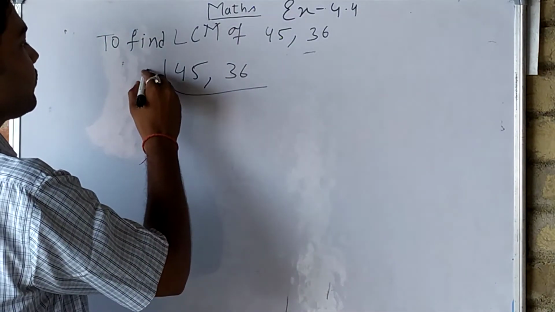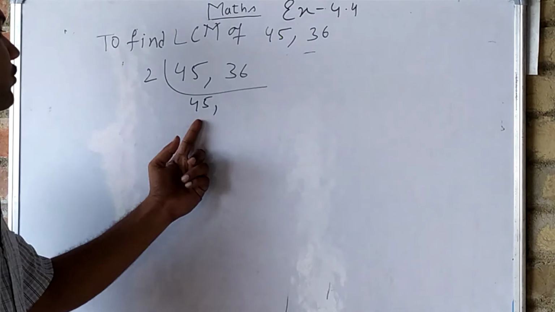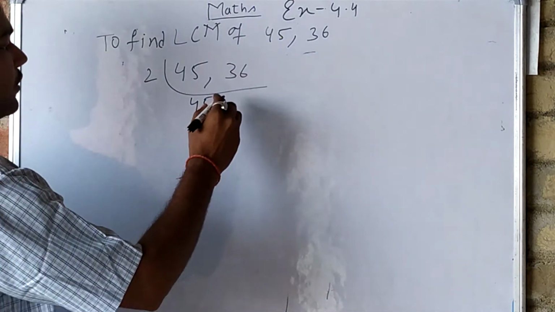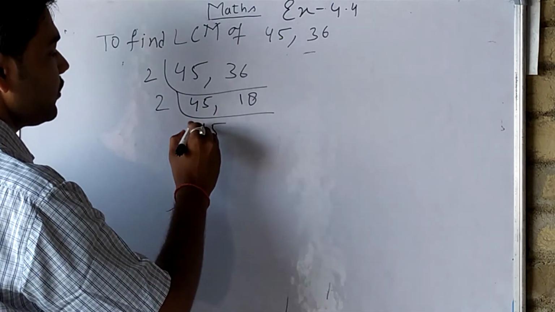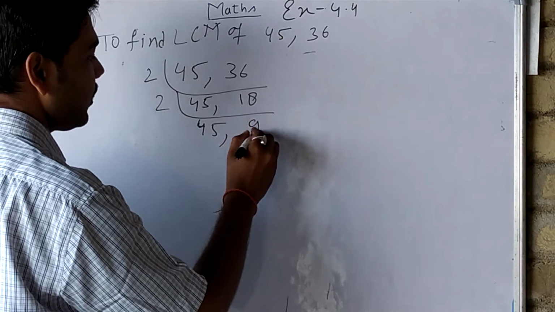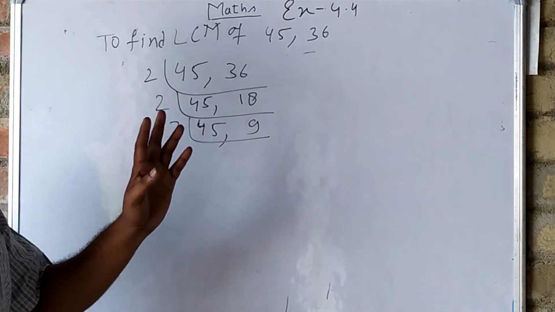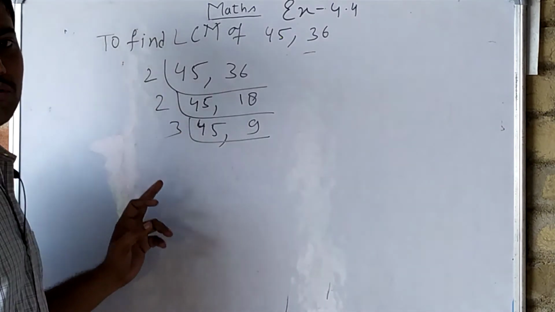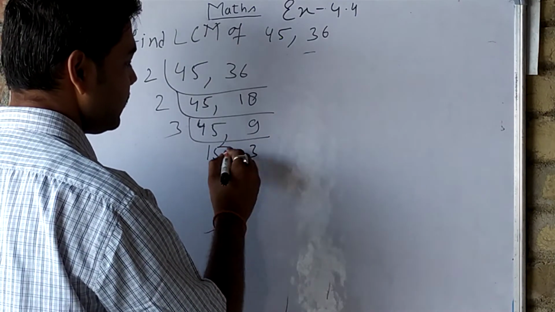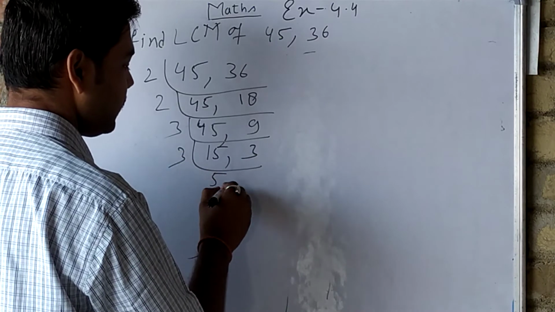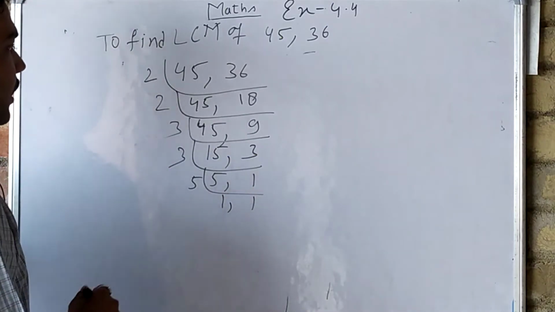What we will do? We will try with 2 because 36 is divisible by 2 and 45 is not divisible, so we will write 45 like this only. 2 18s are 36. Then again by 2, 45 is not divisible, so we will write 45 like this only. 2 9s are 18. Now we don't have an even number at the unit digit, so we know it is not divisible by 2. So we will try with 3. 3 15s are 45, 3 3s are 9, then 3 5s are 15, 3 1s are 3, then by 5, 5 1s are 5, 1 1.